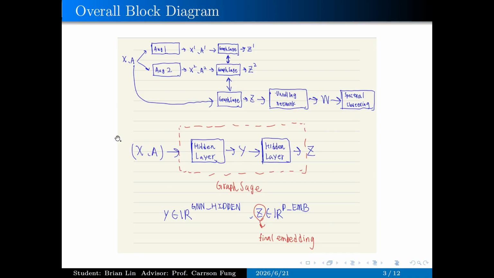And here is the detailed block diagram of our graph stage. We feed the X and A matrices into this graph stage encoder, and we have two hidden layers in our experiment. After the first layer, we generate Y, and Y is input into the second hidden layer to generate Z. In this part, we do the neighbor sampling and the aggregation of neighbor information, as mentioned earlier in the slides.